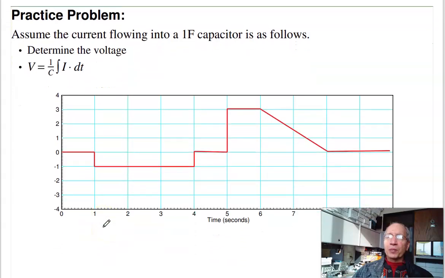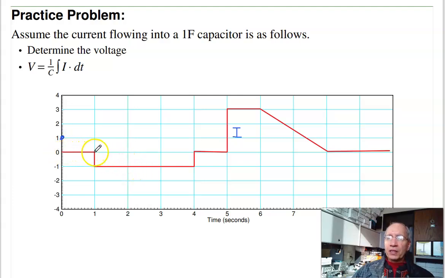So here's a practice problem. Suppose this is the current through a capacitor. What's the voltage? Well, to find that, I just integrate. If I start at a voltage, I need an integration constant. Like suppose I start at 1 volt.